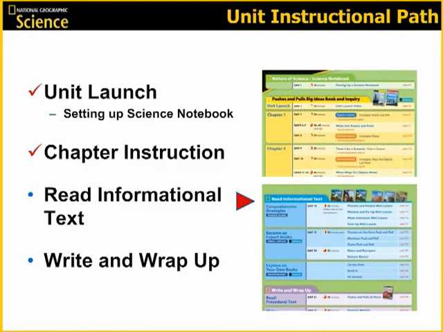Now that we've looked at the instruction for the unit launch and the chapters, let's move on to the blue tab, Read Informational Text. This section focuses on connecting science and literacy and helps students move deeper into the content at their own instructional level. Connecting science and literacy is a key aspect of the National Geographic Science program. There's a synergistic effect of learning science content through informational text literacy activities. The end result is that both science content and reading and writing skills improve.